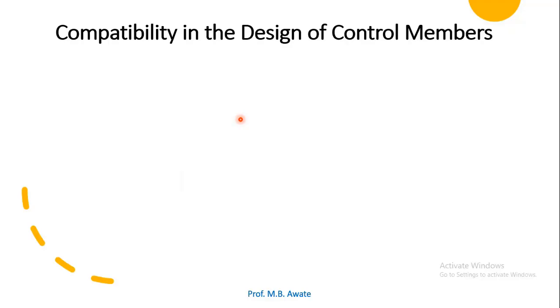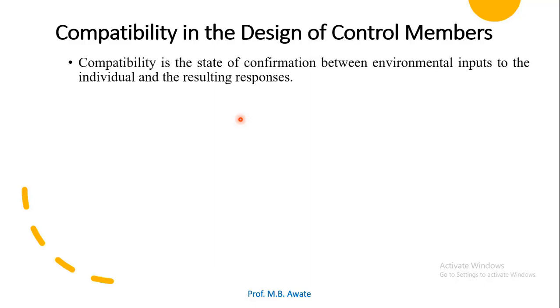Now the next point is compatibility in the design of control members. So we have seen the control members, what are those? Now we will discuss compatibility in the design of control members. So what is compatibility? Compatibility is the state of conformation between the environmental inputs to the individual and resulting responses. Okay, so we are providing environmental input to the individual and the resulting responses from the individual. The state of conformation between them is nothing but the compatibility.